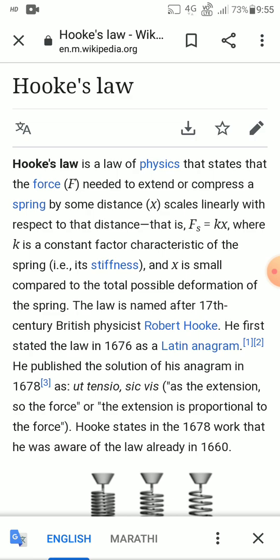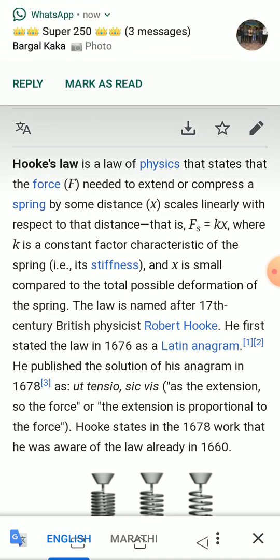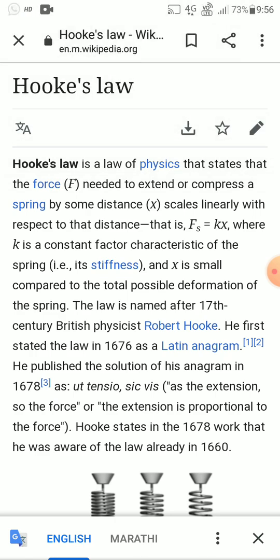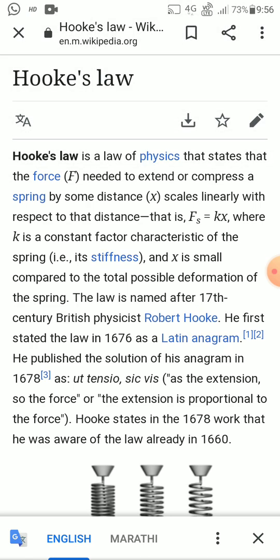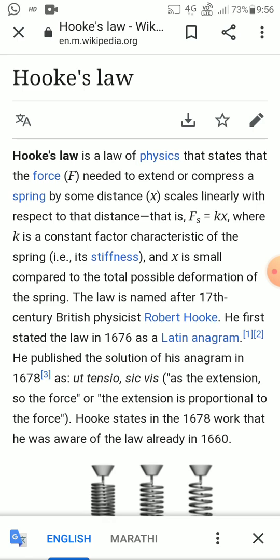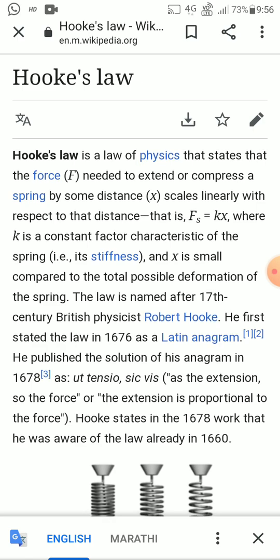In this video, I am going to show you Hooke's law. Hooke's law is a law of physics that states the force needed to extend or compress a spring by some distance scales linearly with respect to that distance, that is Fs equals kx, where k is the constant force characteristic of the spring and x is small compared to the total possible deformation of the spring.